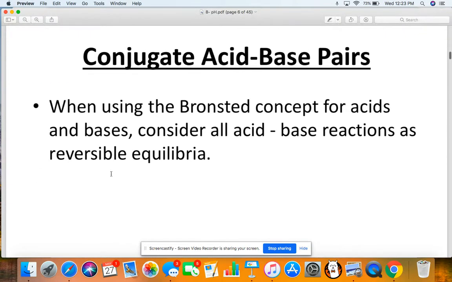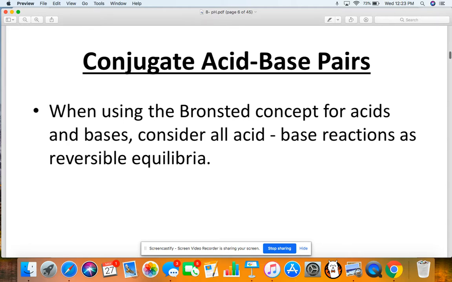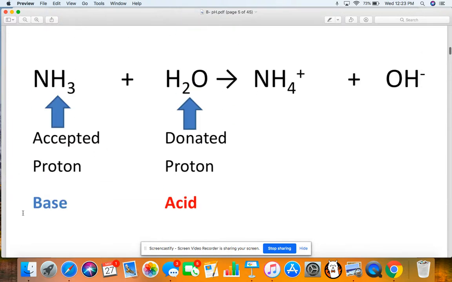The other thing that's different about Bronsted-Lowry is the idea of conjugate acid-base pairs. When using the Bronsted-Lowry concept for acids and bases, we consider all acid-base reactions as reversible equilibria. Essentially, that means not only do we have a base and an acid on this side, we have a base and an acid on this side too. If this reaction runs in reverse, it's going to have an acid and base on this side too, because on this side we also have something accepting a proton and something donating a proton.